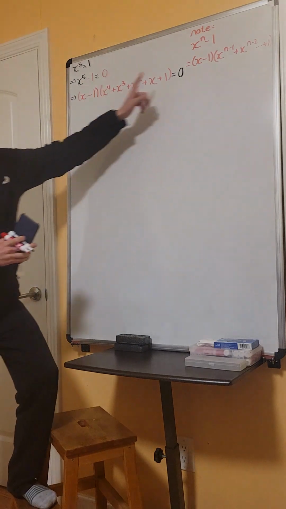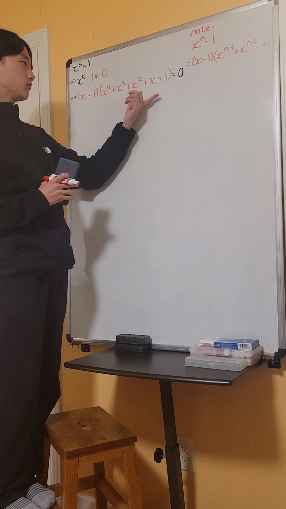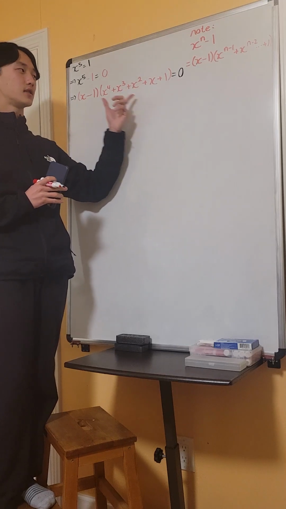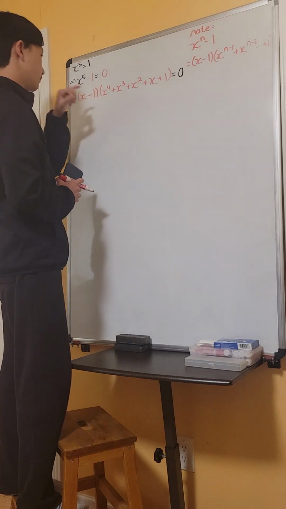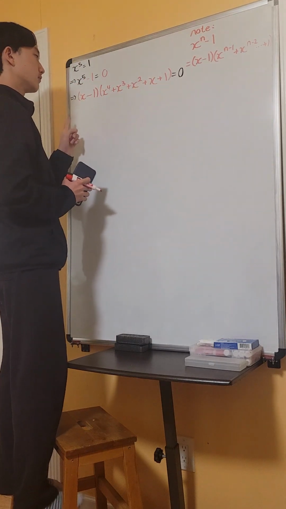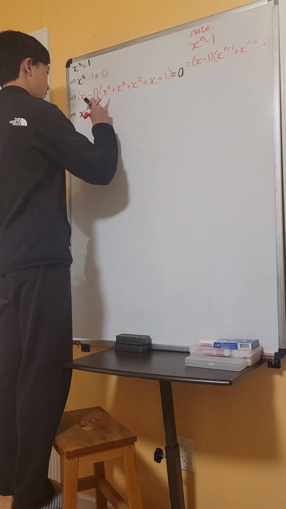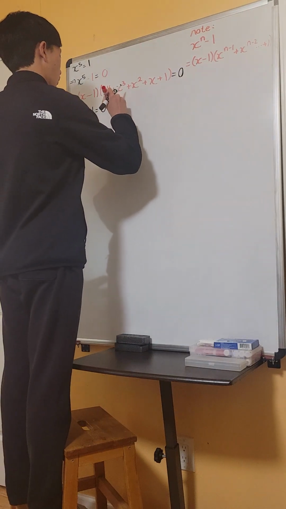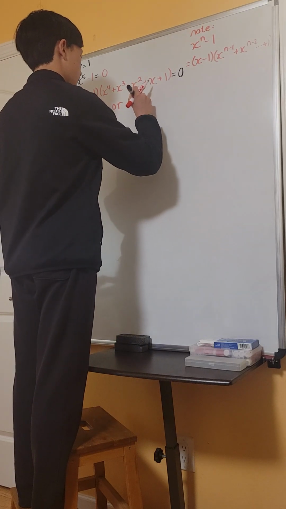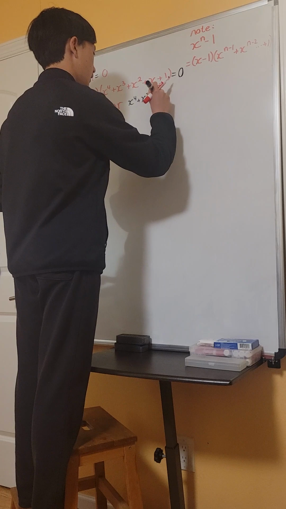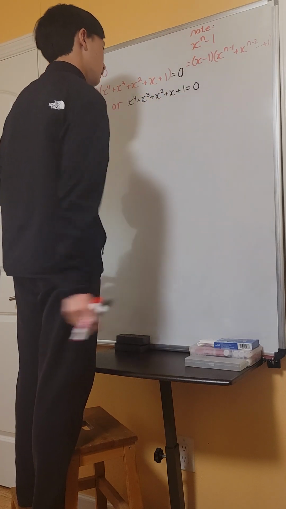Okay, so zero product property. We know how to deal with this one. This one is kind of odd, right? But it's doable. Now let's just split this up. x minus 1 is equal to 0, or this big one right here: x to the fourth plus x cubed plus x squared plus x plus 1 is equal to 0.